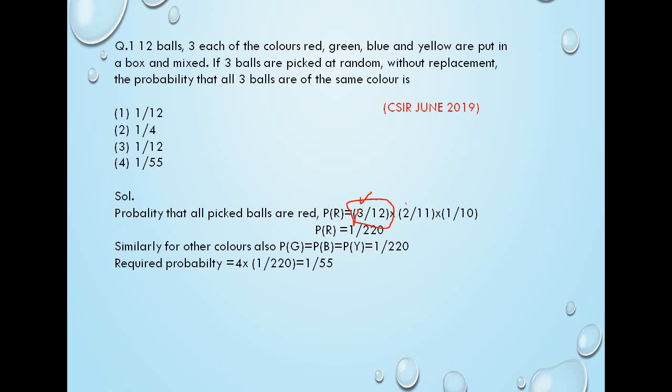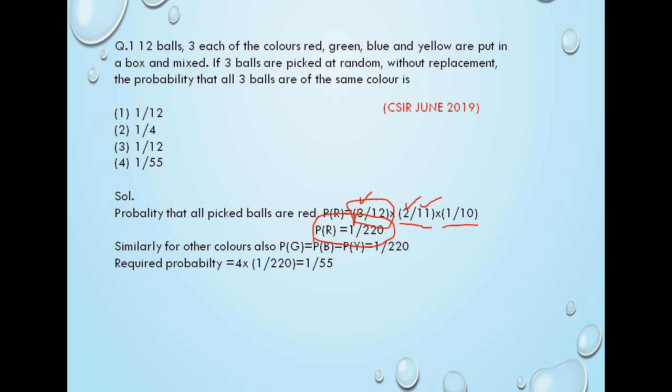Similarly, now there will be only 2 red balls remaining in the box and the total number of balls remaining in the box will be 11. So the probability that the second ball is red is 2 by 11. Similarly, the probability for the third ball to be red is 1 by 10. When you multiply these 3 fractions, you will get the probability of all the 3 balls being red. That will come to 1 by 220.